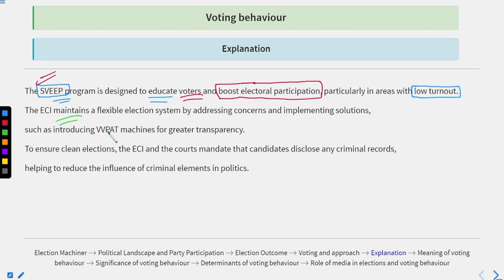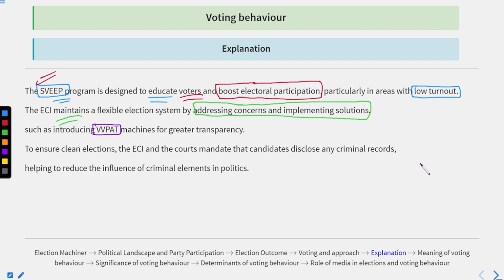ECI maintains a flexible election system by addressing concerns and implementing solutions, such as introducing the VVPAT. Like in the previous lecture, we discussed that the Election Commission of India is not only responsible towards the voters, but also towards the candidates. All the hearings, procedures and actions are not one-sided but two-sided: flexible and accessible for the voters, flexible and accessible for the candidates. Got it?